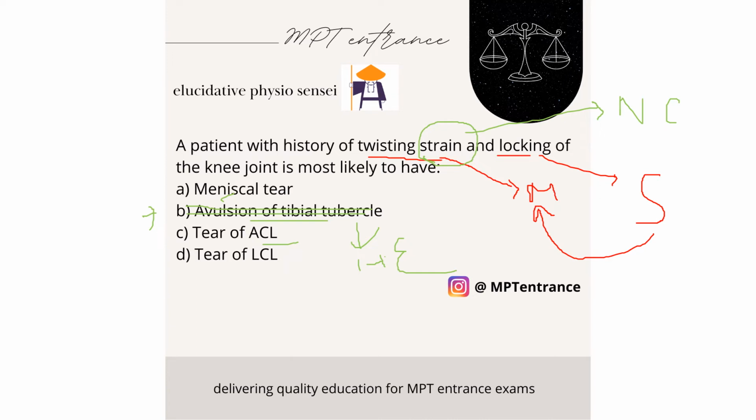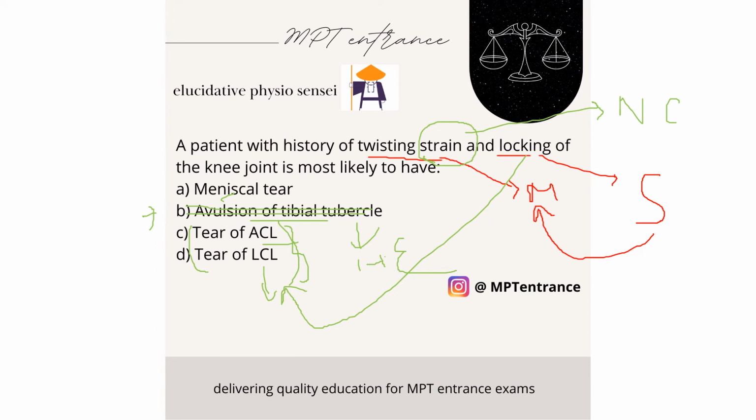Now, for a non-contractile unit, we have two other options. First is the anterior cruciate ligament and the second is the lateral collateral ligament. Let's go more deeply into this. When it comes to a ligament tear, either ACL, LCL or PCL, we don't see locking as a chief complaint or symptom.